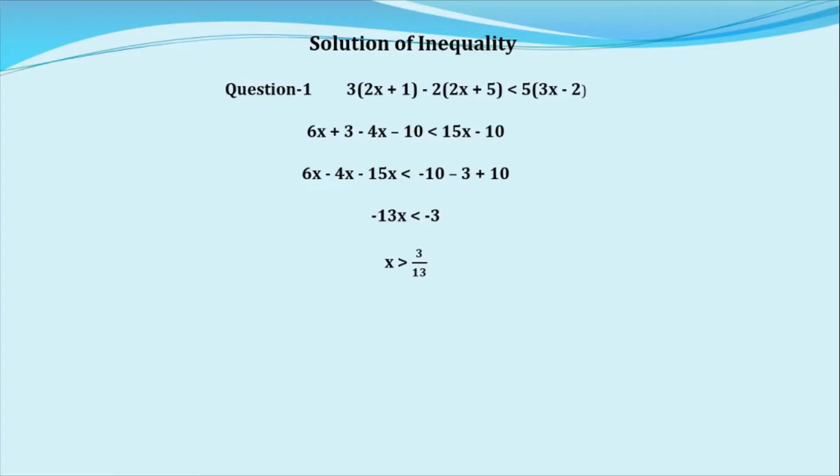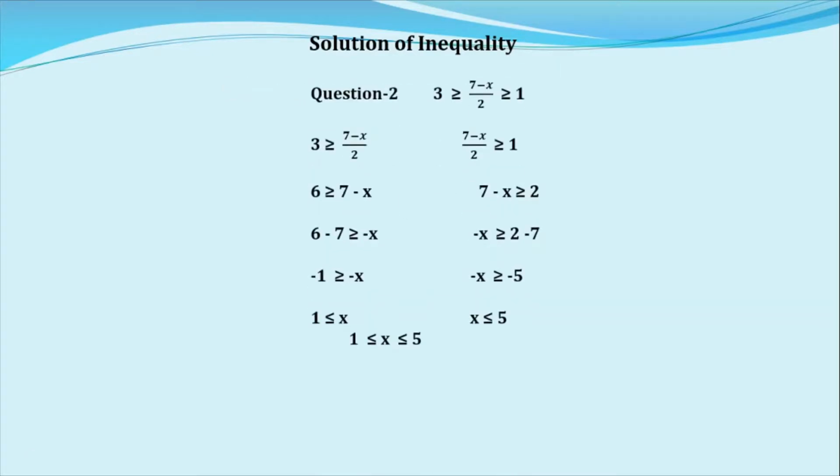So let's take another question. It is a double inequality in this question. This symbol is greater than or equal to, so it will be easy if we make two inequalities. 3 is greater than or equal to 7 minus x, and (7 minus x) over 2 is greater than 1. We make two inequalities. At the end we will combine these two inequalities.